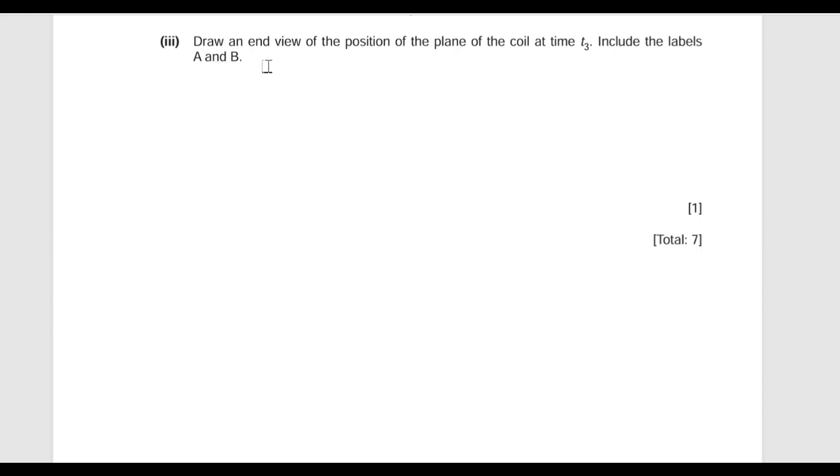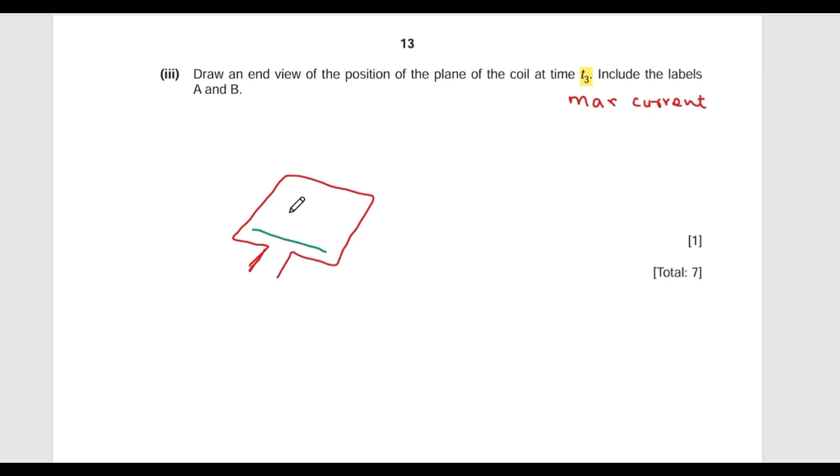Draw an end view of the position of plane of the coil at T3. Include the labels A, B as well. At T3 again we know the current was maximum, so it would have again a horizontal position, but this time the position would be opposite to the one we have drawn earlier. A would come on this side and B would come on the right hand side, and the end view of the coil will look like this.